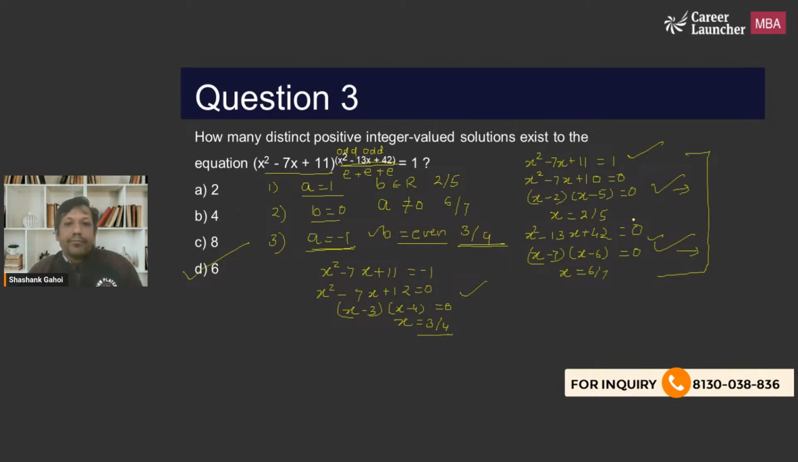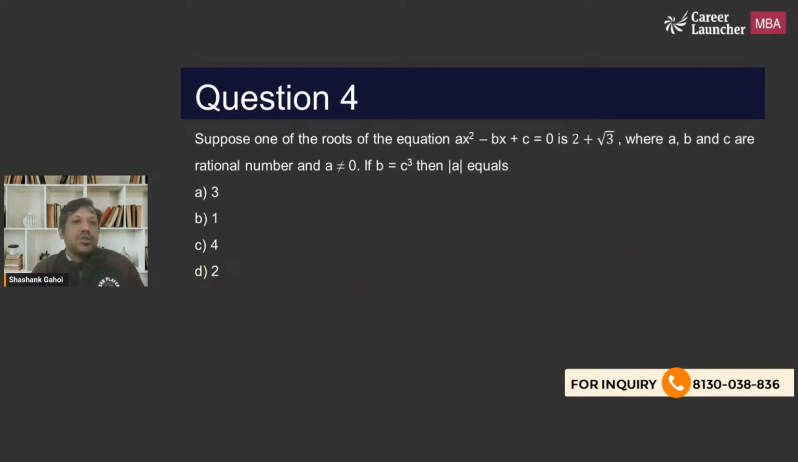Now let's move on to the next question, this one. So it says, suppose one of the roots is this, and A, B, C are rational numbers, and it says that B equal to C cube. Then what is the value of mod A? So one of the roots is 2 plus root 3. Okay, so I know that if roots are irrational, then the roots will be conjugate.